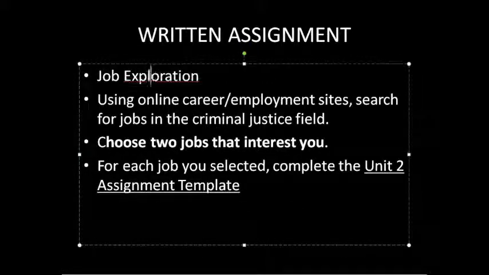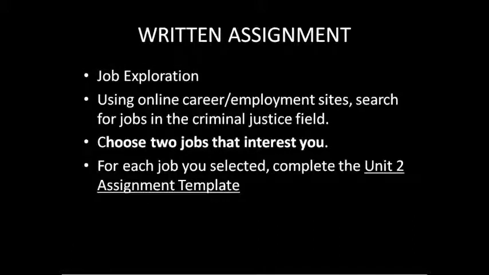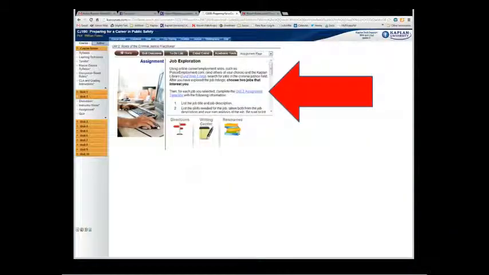Now, the written assignment this week is a job exploration, so I correct my error there, where you will use online career employment sites and search for a couple of different jobs in the CJ fields. You'll look at 2 jobs that are of interest to you. Now, for this particular assignment, there is a template that you can utilize under the Unit 2 assignment description. So you click on Unit 2, you click on the written assignment, and you will find the template.